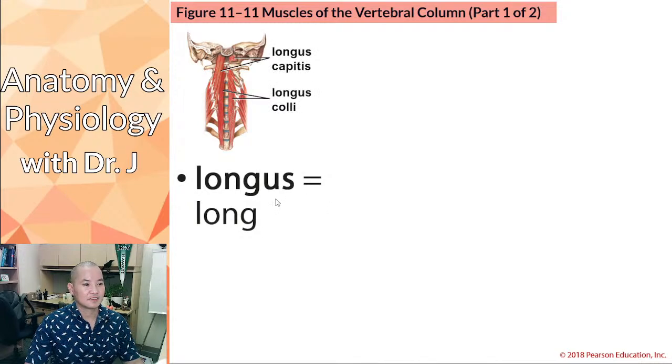Now longus, here we have many other muscles that have longus in the name. Here we have longus capitis, with capitis referring to the head, and longus colli, and notice that this is on the neck. Where is the collar of your shirt? Around your neck, right? So this is why these root words are very useful.